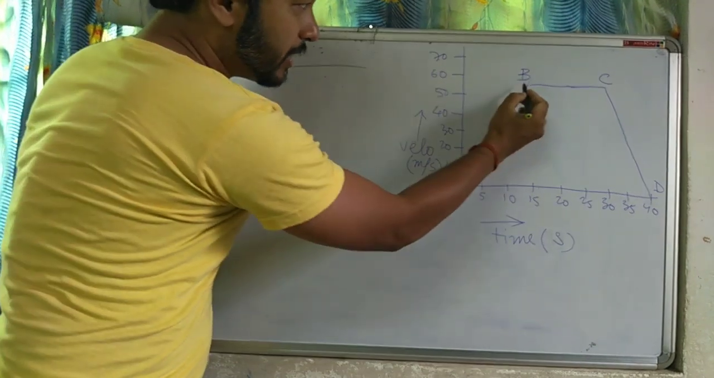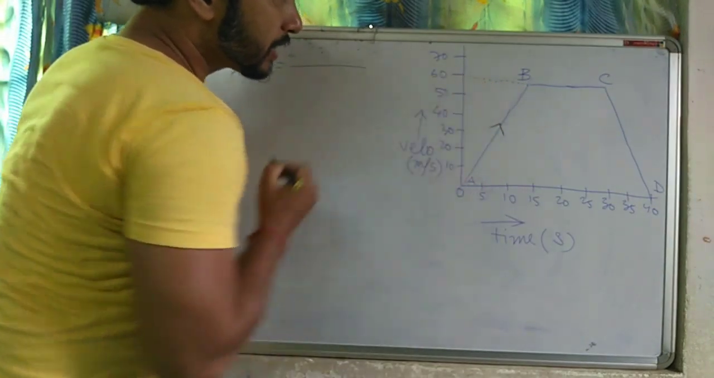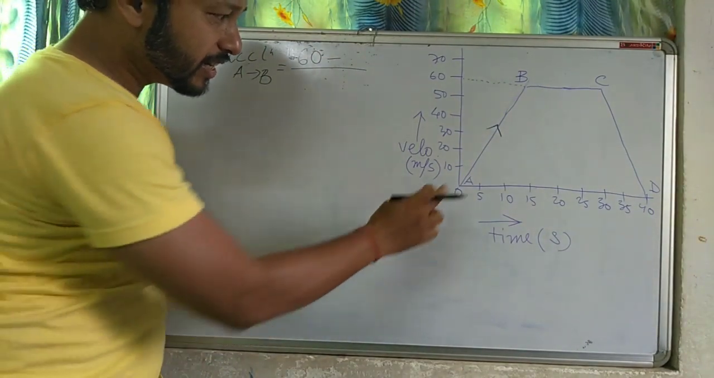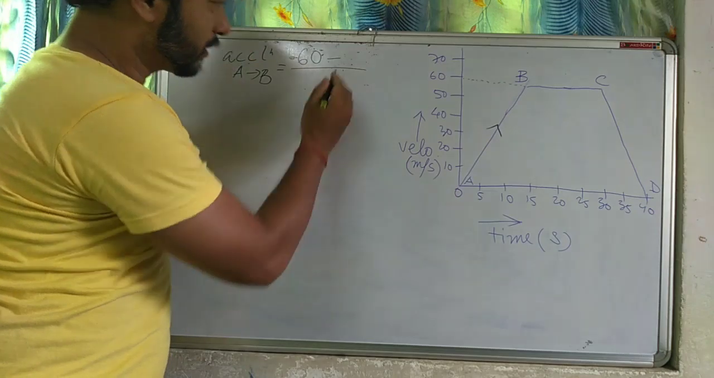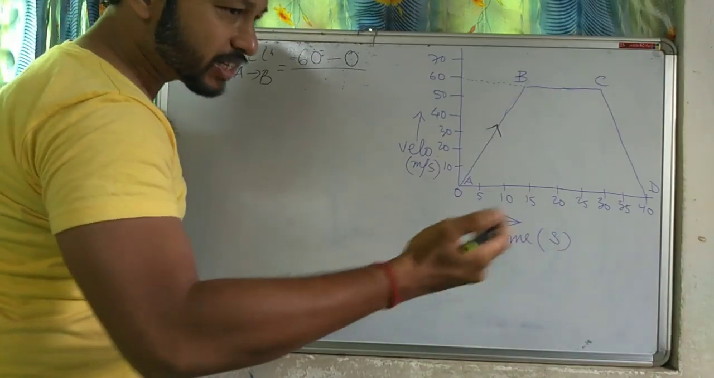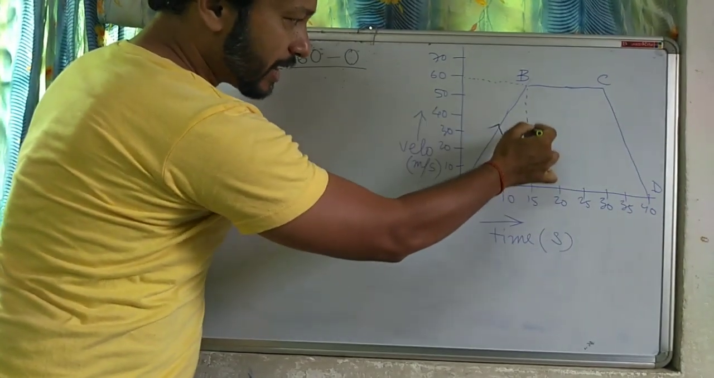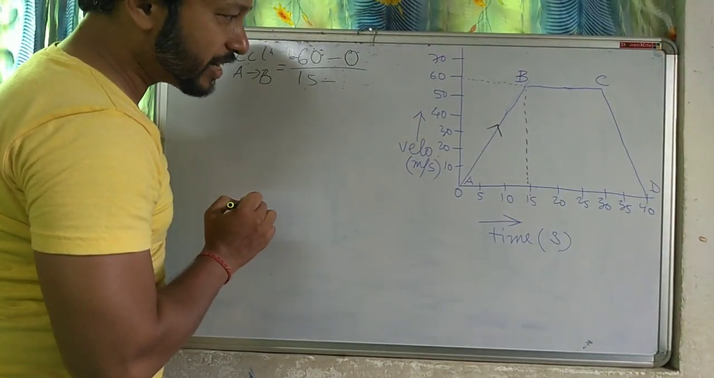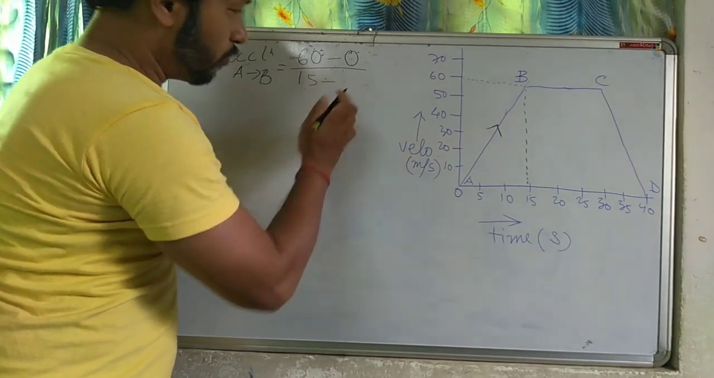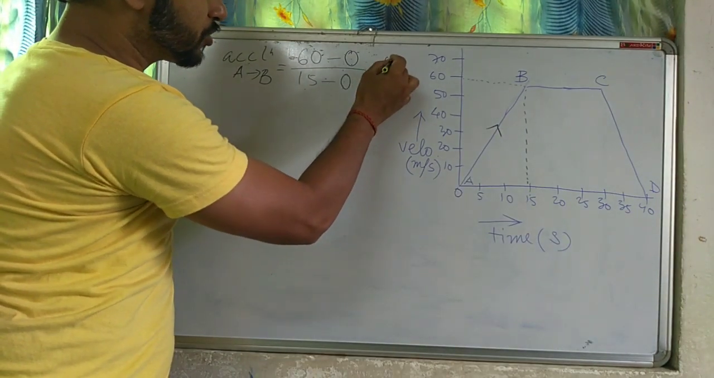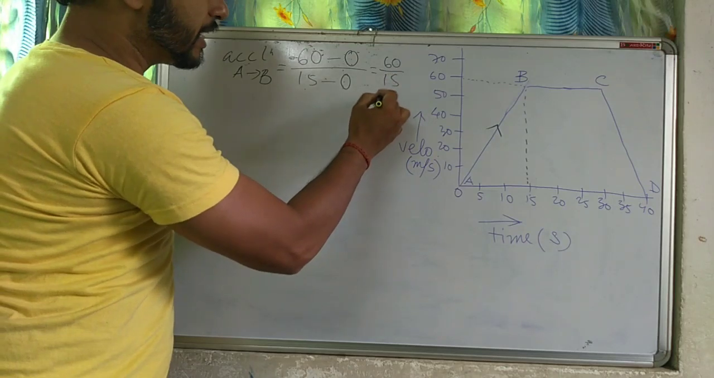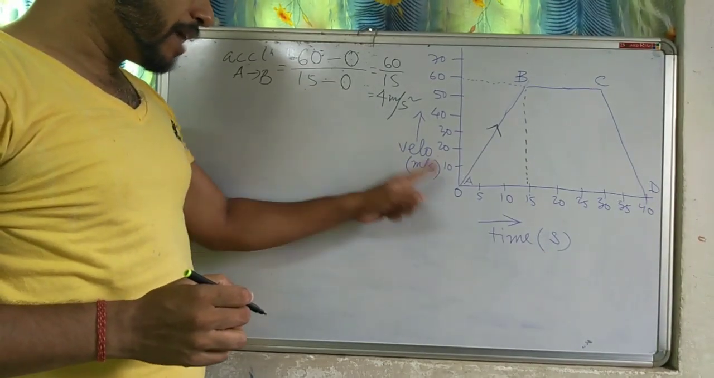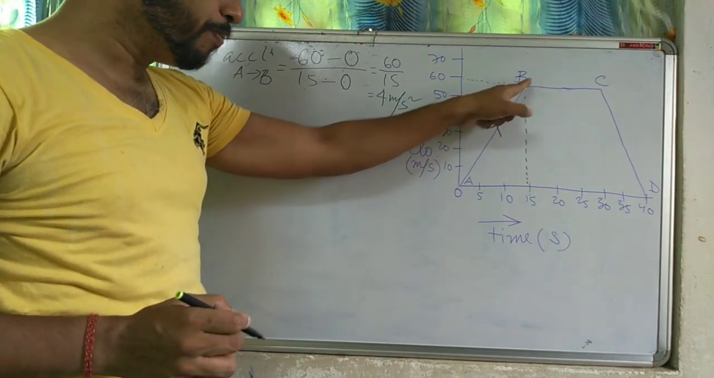What is the final velocity? 60. Minus, what is the initial velocity? 0. Final time minus initial time. What is the final time? 15. What is the initial time? 0. So 60 minus 0, 60, by 15 minus 0, 15. That is 4 meter per second square. So this is the acceleration by which the object is moving from A to B.